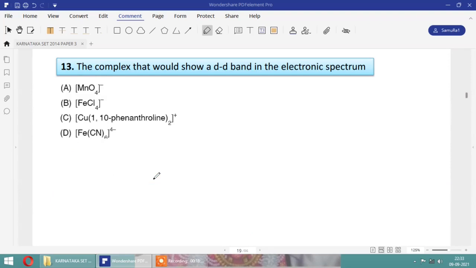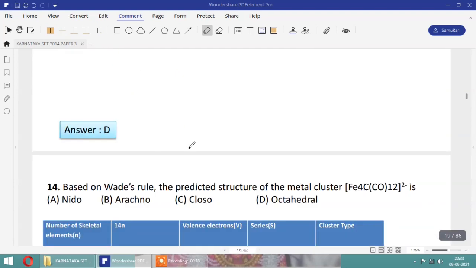Next question: the complex that would show a d-d absorption band in the electronic spectrum. This one is a charge transfer spectrum, and this one is also a charge transfer transition. This one is also a charge transfer spectrum, and this one shows a d-d transition, that is, potassium ferrocyanide shows the d-d band.